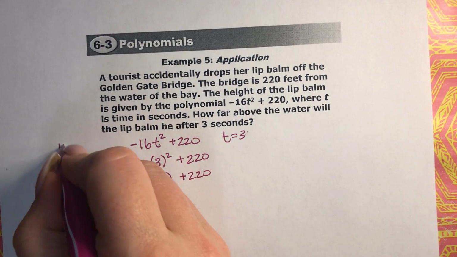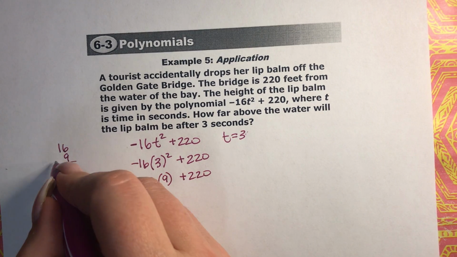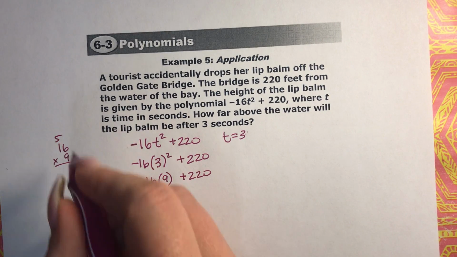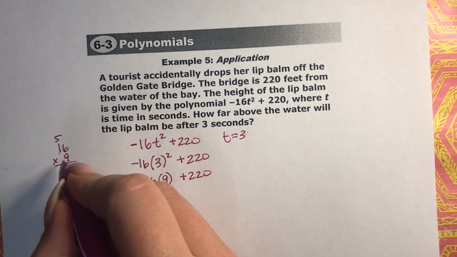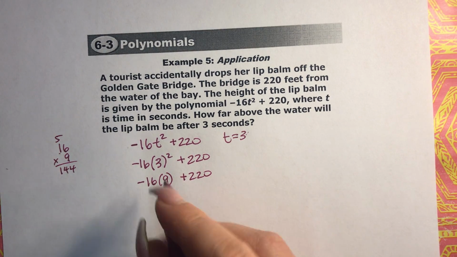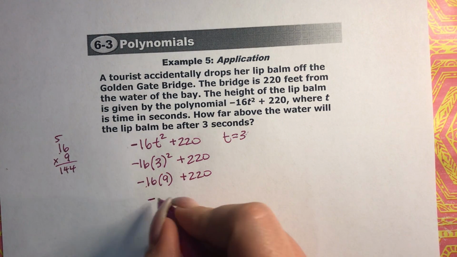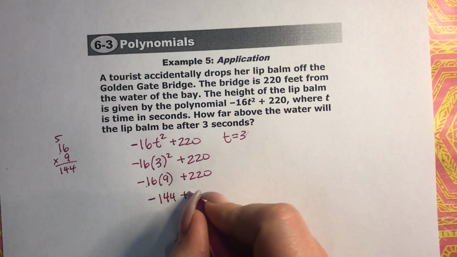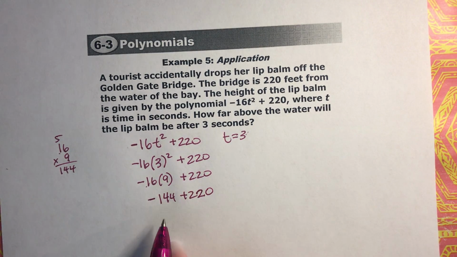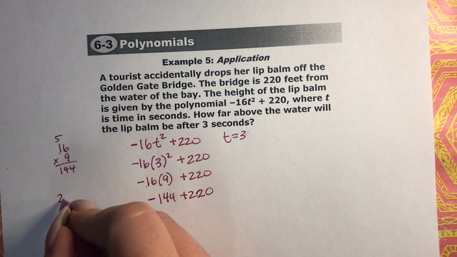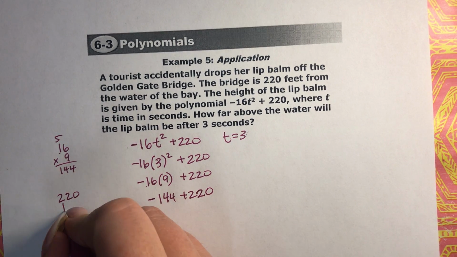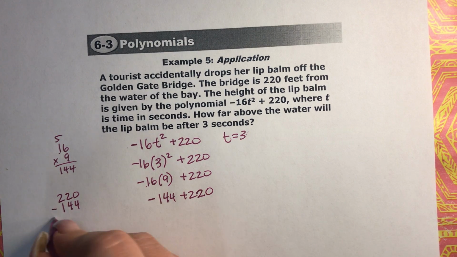I've got to figure that out over here. 16 times 9: 6 times 9 is 54. Write the 4, carry the 5. 9 times 1 is 9, plus 5 is 14. So a negative times a positive is a negative, so -144 plus 220. This is a negative, this is a positive. When the signs are different, you've got to take the difference. So I'm going to find the difference between 220 and 144.